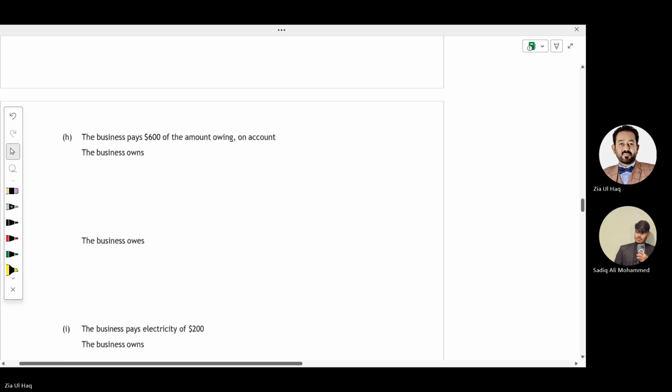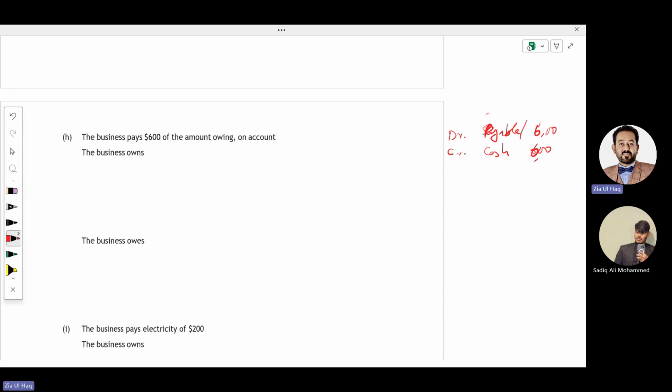H. The business pays 600 of the amount owing on account. To whom do we owe? To the supplier, payable, from whom we bought goods on credit. So we are paying 600 to the payable, meaning supplier. Cash coming in or going out? Cash going out. So we will credit cash, 600. To whom are we paying? We are paying to payable, meaning supplier. So payable with 600 will be debit.